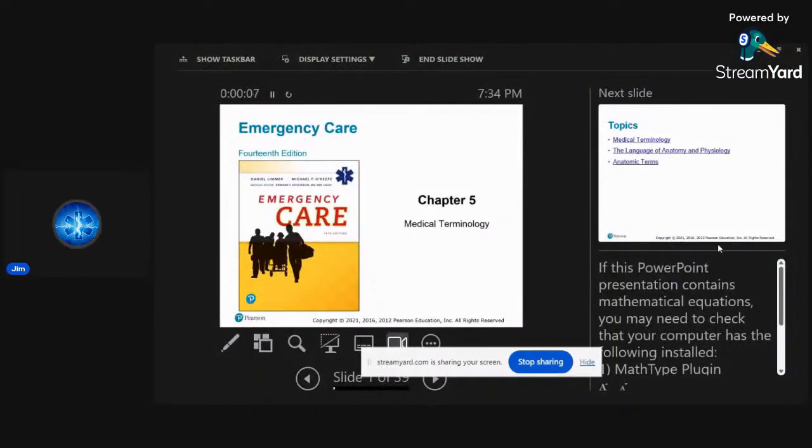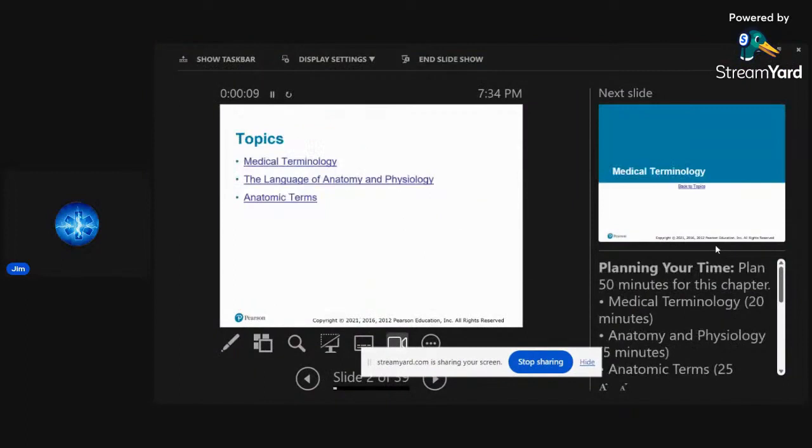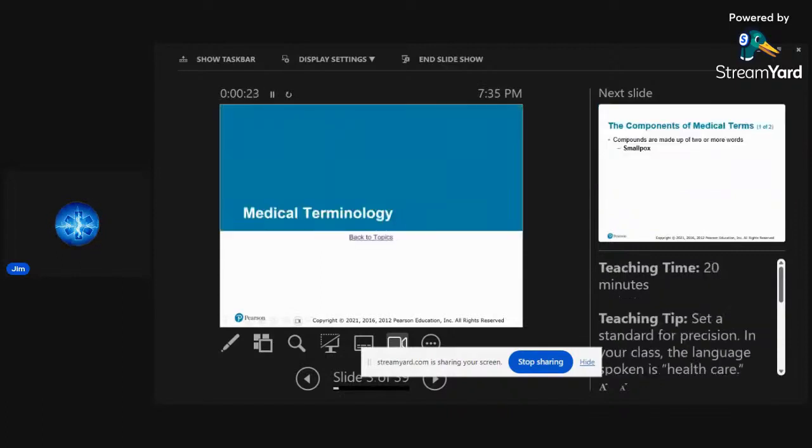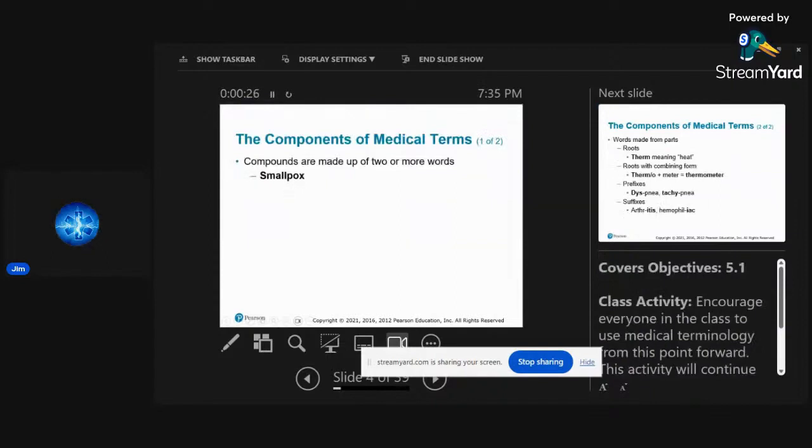All right, Chapter 5, Medical Terminology. Some of the topics we'll be talking about is medical terminology. And like I said, this is going to be a very basic medical terminology, and it'll build throughout the chapters. The language of anatomy and physiology, and we'll be talking about anatomic terms. We'll start off with medical terminology.